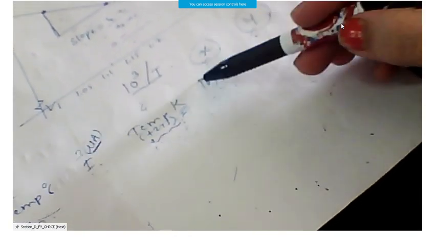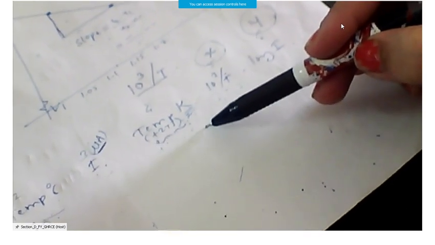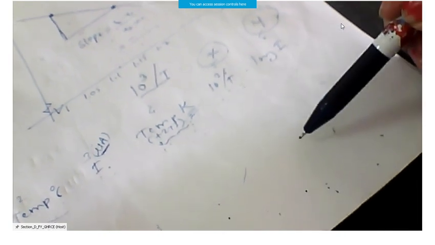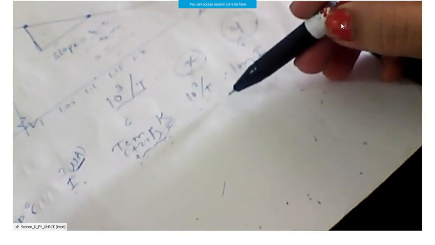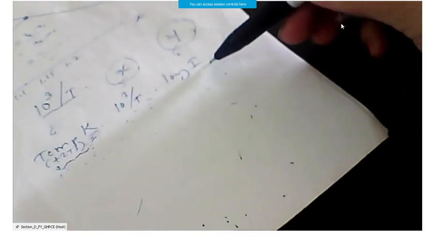Okay, so 10 to the power 3 means 1000 divided by T. The first one may be, suppose, 300 and something, the second one 300 and a little bit less, likewise. So temperature readings are going to get reduced, so 10 to the power 3 by T readings are going to get increased, because it is 1 upon T, right?